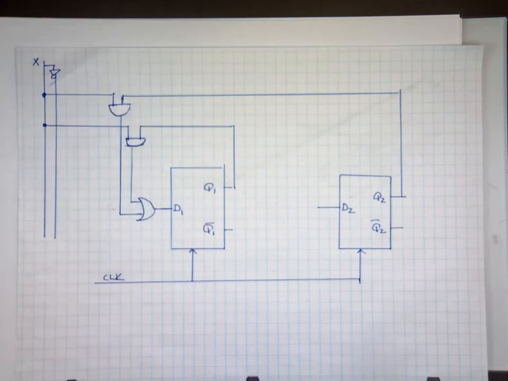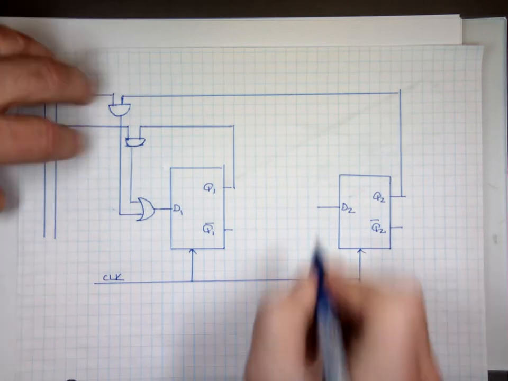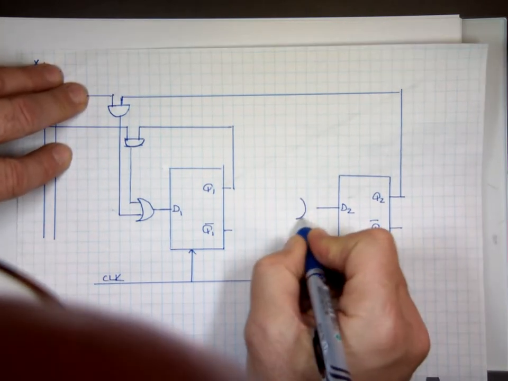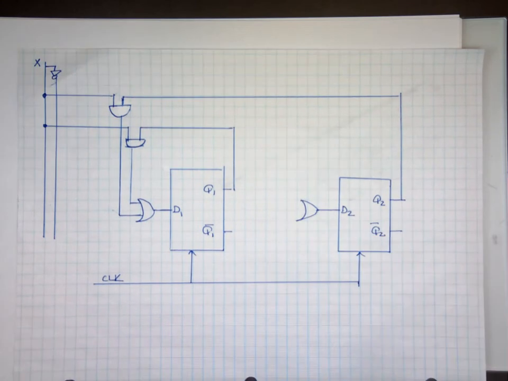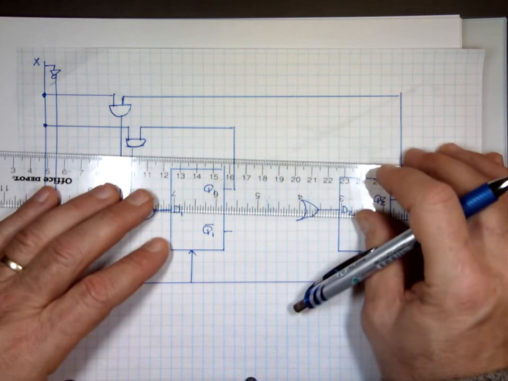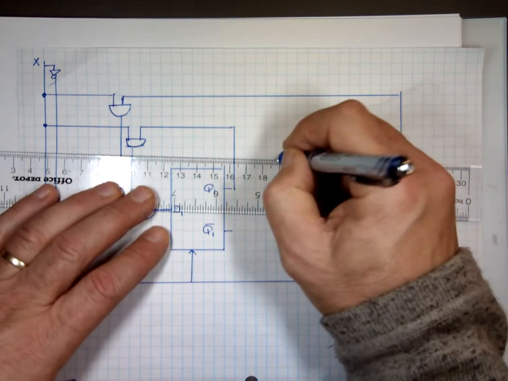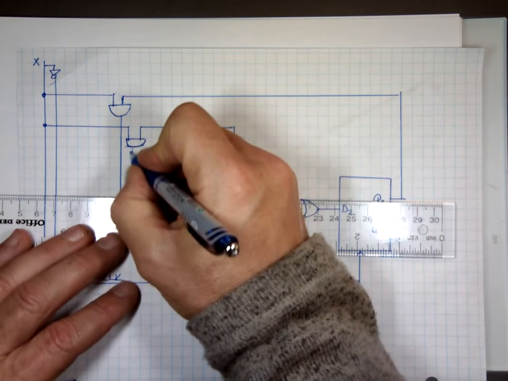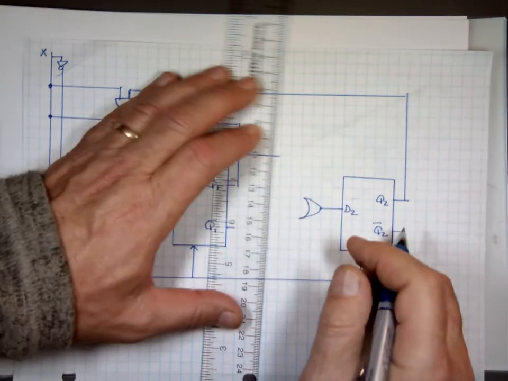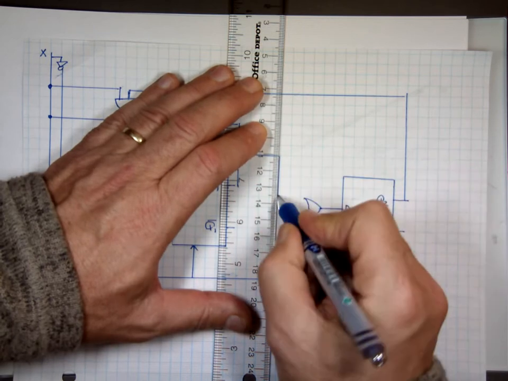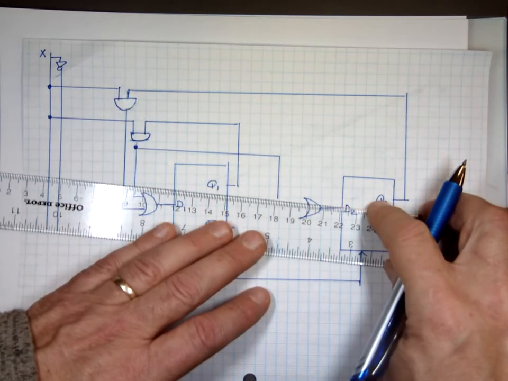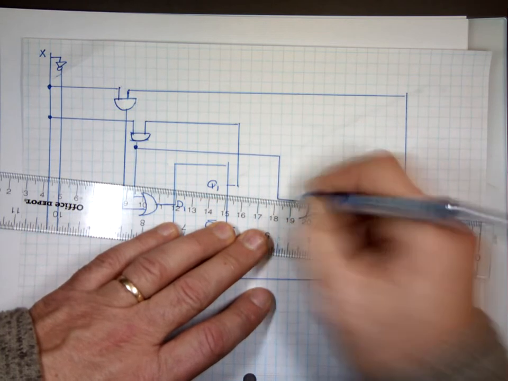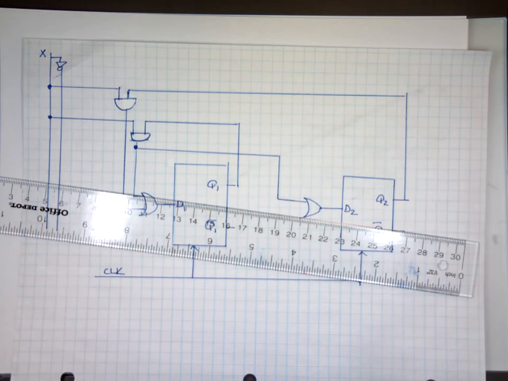D2, an OR gate with, again, two AND gates. But one of the AND gates is right here. We already have it. That's the Q1 and X. And what about the other one? Q2 and X, right?